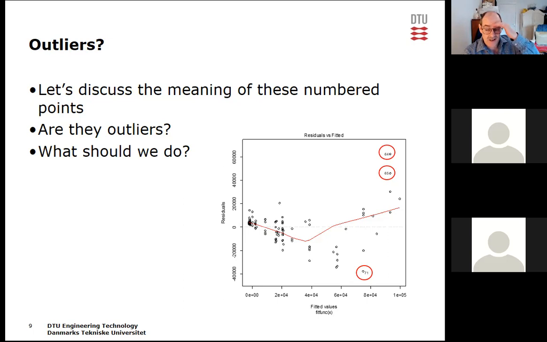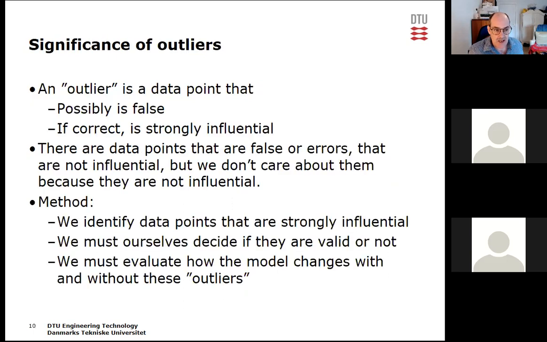But otherwise, you have to dig deeper and you have to ask, yeah, well, why did this happen? Why did this data happen this way? So anyway, let's take a look at the analysis of this. So this is a lot of what I already said. So when we talk about outliers, we're talking about strongly influential points. And we're talking about data that's possibly false, that possibly is not real.